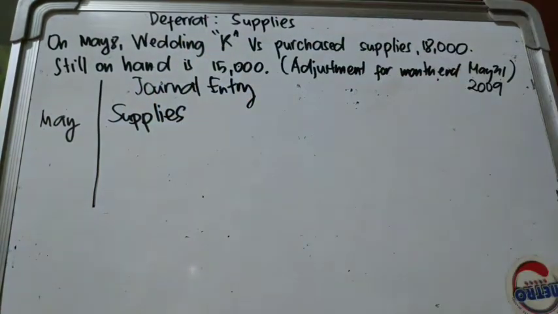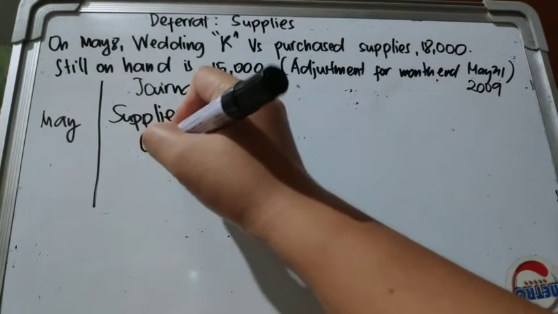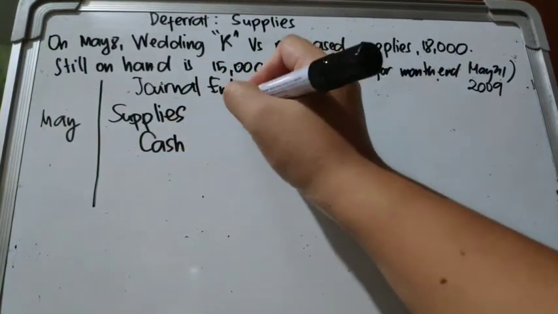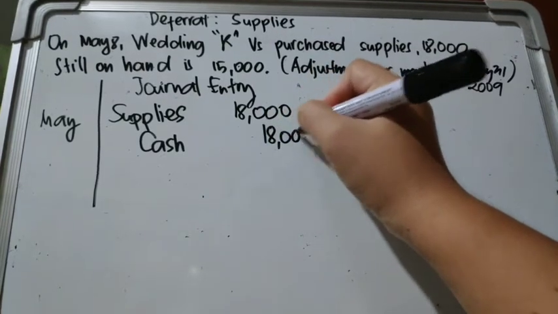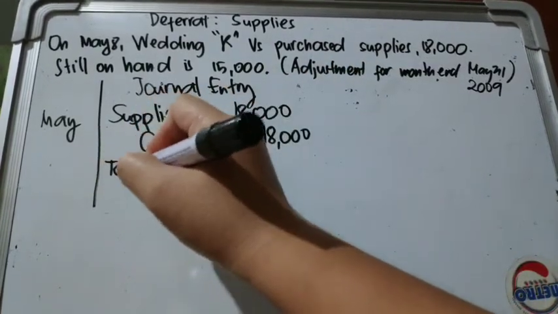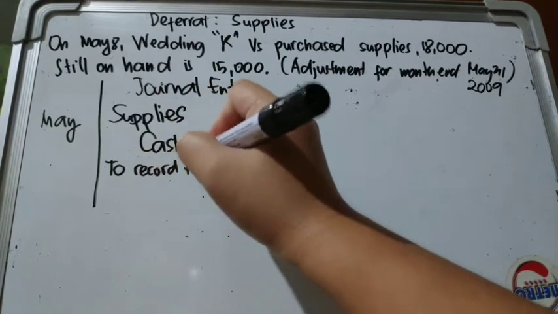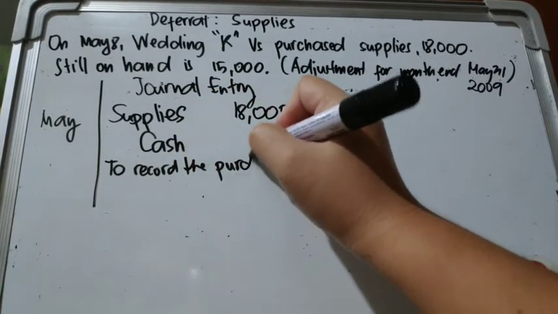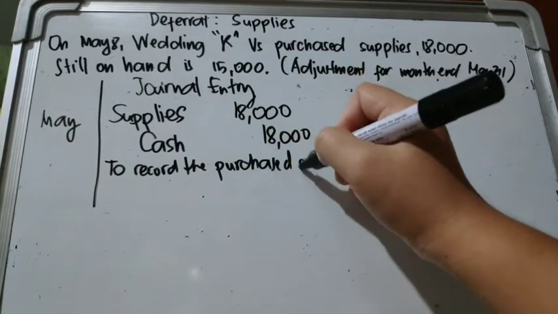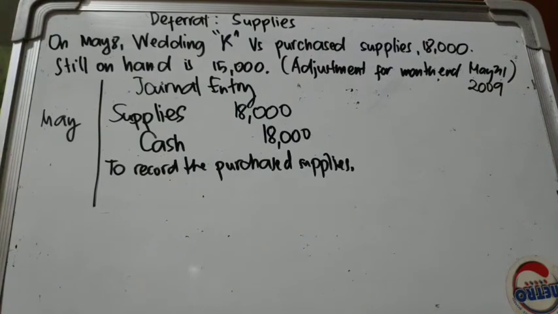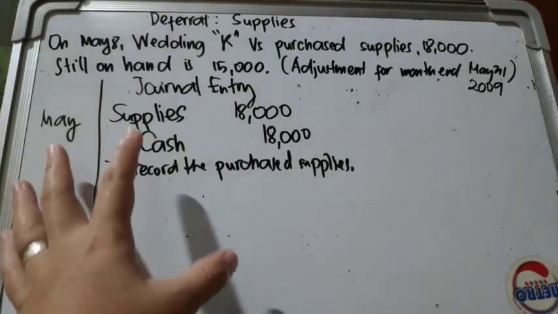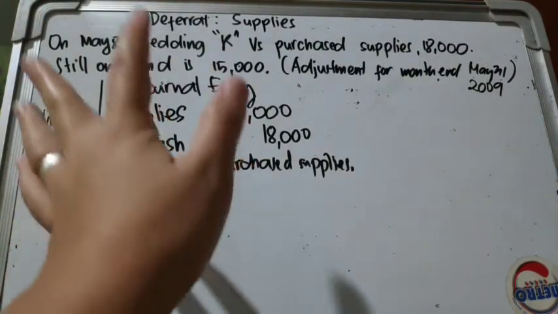So pumasok si supply sa company mo. So anong lumabas sa company mo? It is the money that you paid for the supplies you've bought. So the credit is the cash in the amount of 18,000. Then your explanation is to record the purchase of supplies.